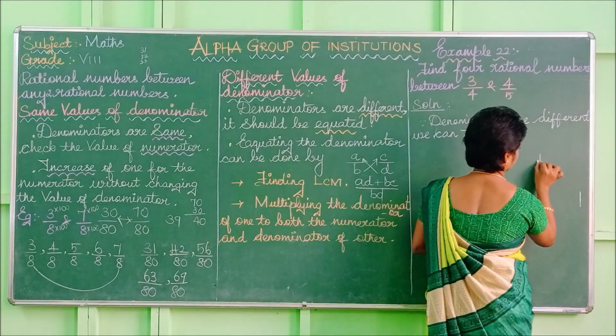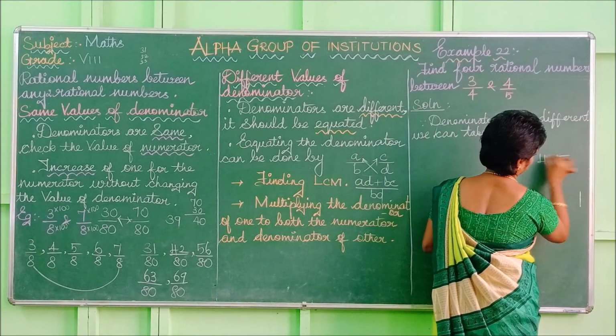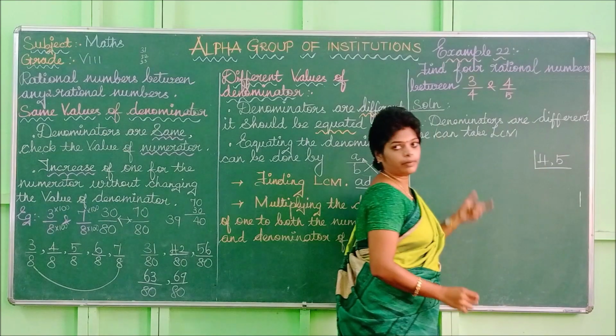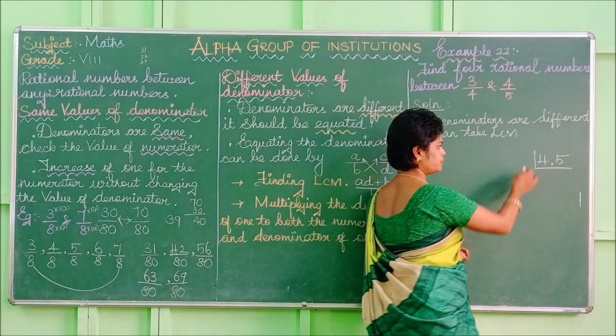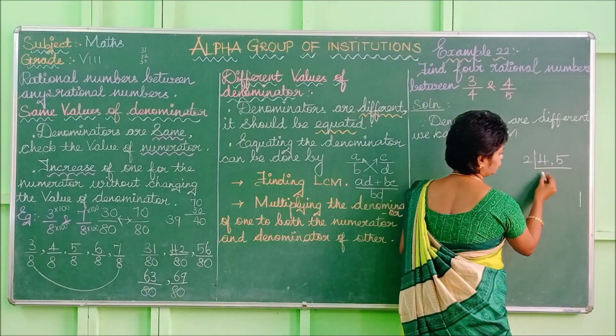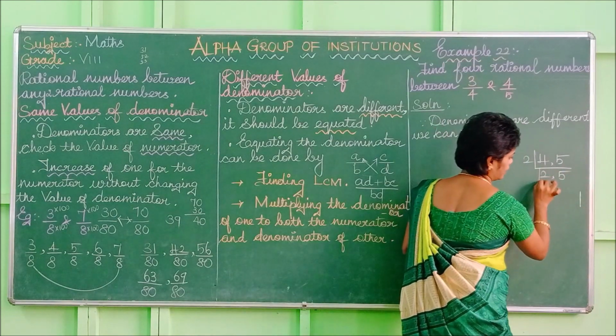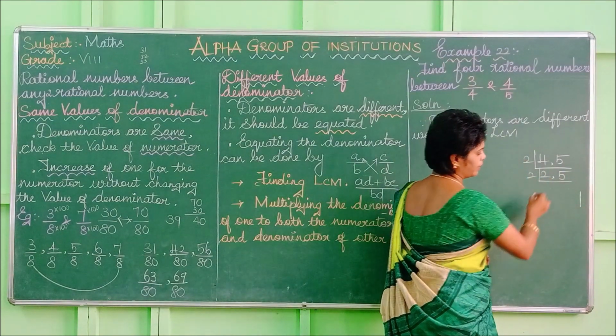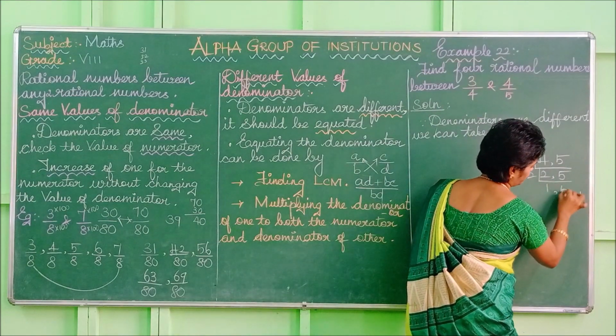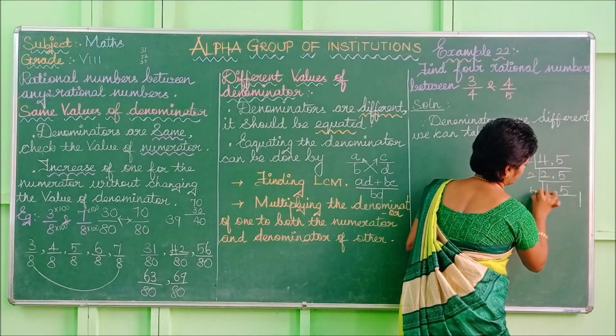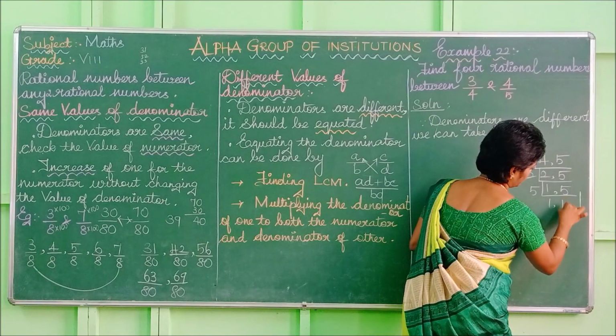LCM of 4 and 5. 4 is an even number, 5 is an odd number. So first you have to divide by the 2 table 2 times, and 5 comes as it is. Then again you can divide with the 2 table 1 time, and 5 stays. Next you can divide with the 5 table 1 time.